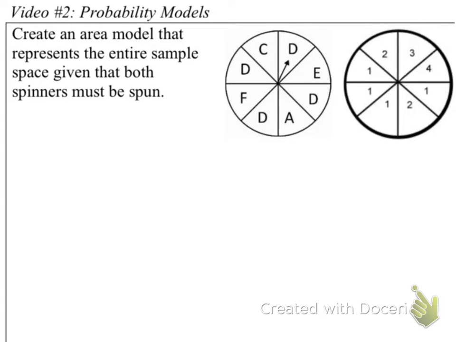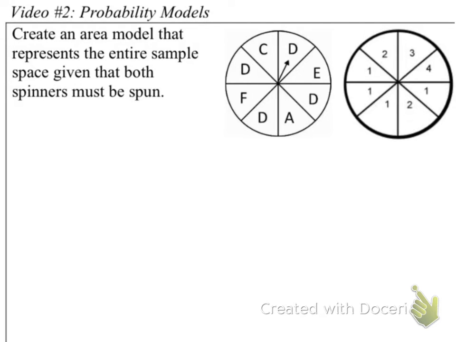So when to create an area model, well, area implies multiplication, so we're going to keep that in mind here. It represents the entire sample space given that both spinners must be spun. So we're actually thinking about the probability of these events, everything that could happen. We could have made a systematic list, but I'm not interested in doing that. It's definitely easier to lose something in that list.